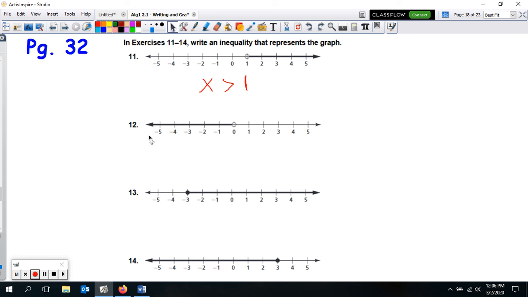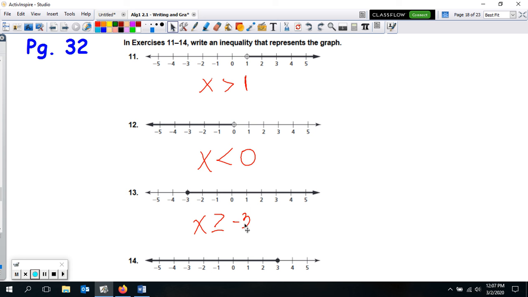Number 12, your number here is 0. So we want to say, where's the shading going? The shading is going to the left. It's less than. So x is less than, and there's no equal to. So it's just x is less than 0. For number 13, we're at -3 here, and we're going to the right, which is greater than. So it's going to be greater than, and it does have an equal to because of the solid closed hole here. It does equal -3 as well. So it's going to be x is greater than or equal to -3. So it should look like that. X is greater than or equal to -3.